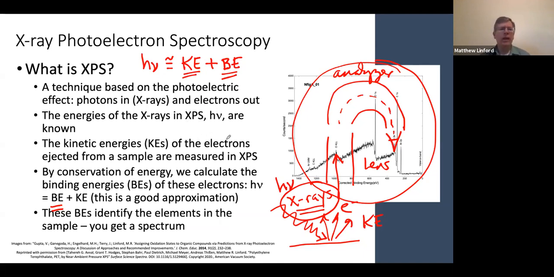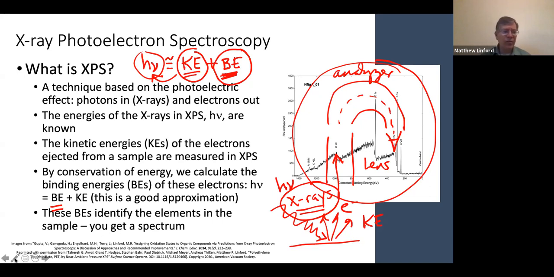What's important is that we measure the kinetic energies, so we can subtract them from the energy of the photon, and these binding energies that we get identify the elements in a material. This is how we're able to tell you that you've got carbon or titanium or gold or molybdenum, or whatever you have on that surface, based on the binding energies of the photoelectrons.